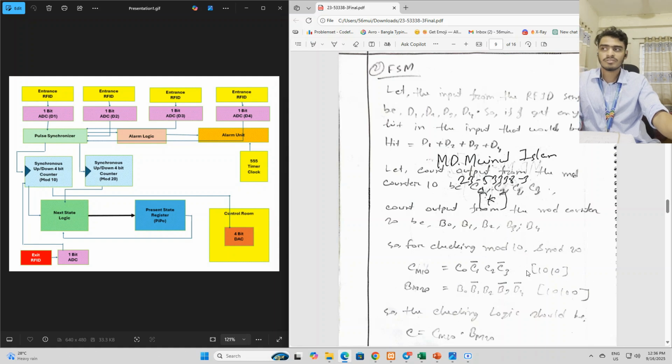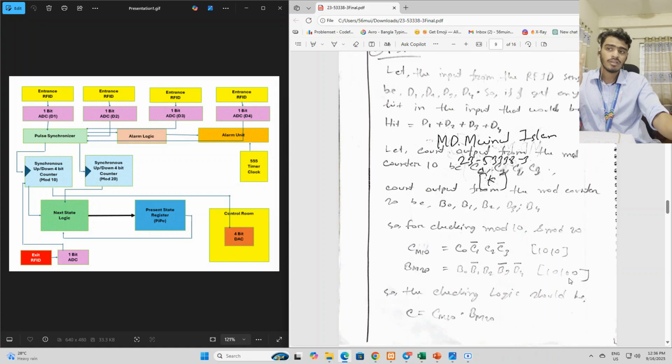I have tackled that with different things here, so I will explain it later. So the binary for 10 is 1010. I have given the expression for 1010, and 10100 is for mod 20. So this is the signal for BM20. That means if this goes high, we got the 11th signal. If this BM20 goes high, that means we got our 21st signal in the ticket counter.